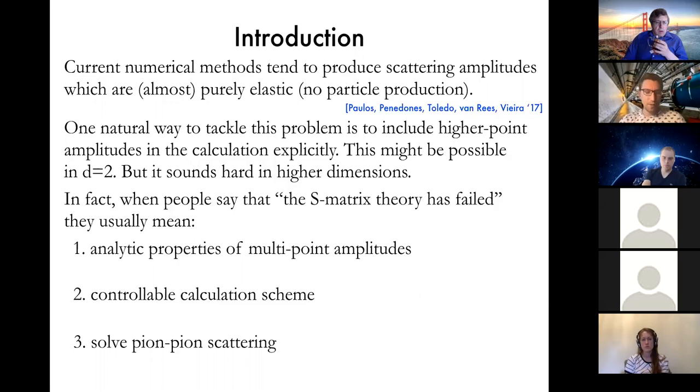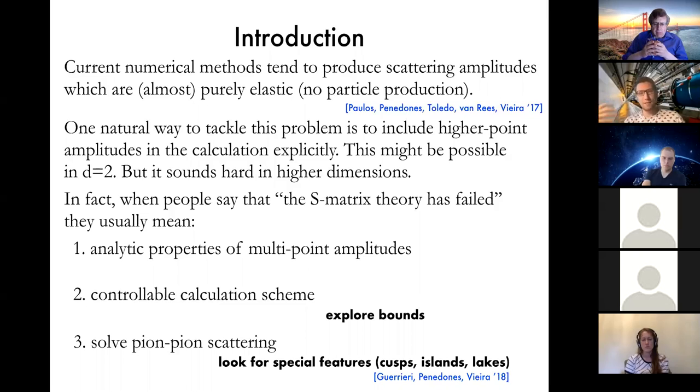Now, with points 2 and 3, there is this new approach which requires some luck: you don't try to solve pion-pion scattering explicitly, but maybe you try to explore bounds, and you look for special features, and maybe if you're lucky, you can solve the theory in this way.